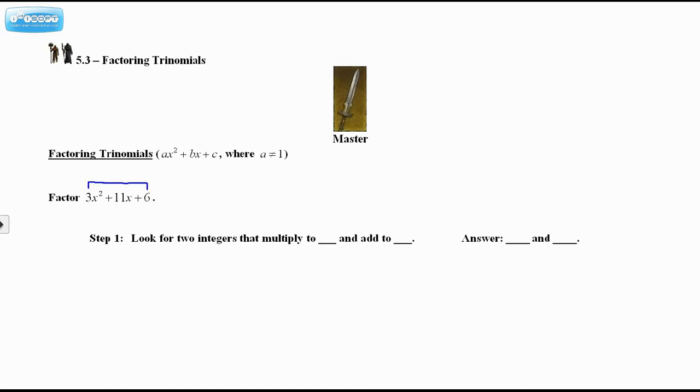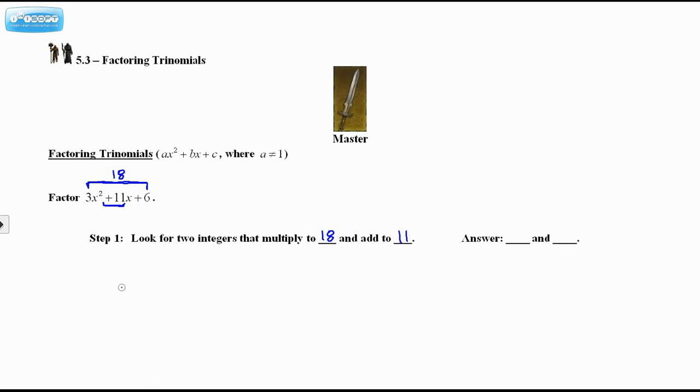So in order to factor this trinomial, we need to look for two numbers that multiply to 18. Where did 18 come from? It comes from multiplying 3 times 6 mentally. So we just do that in our head. Okay? But we need two numbers that add still to this middle term. So that hasn't changed.